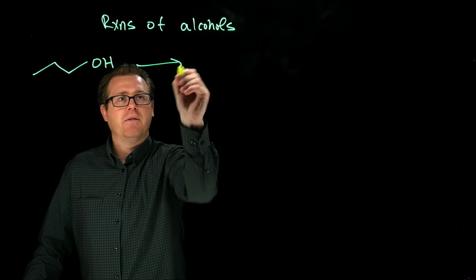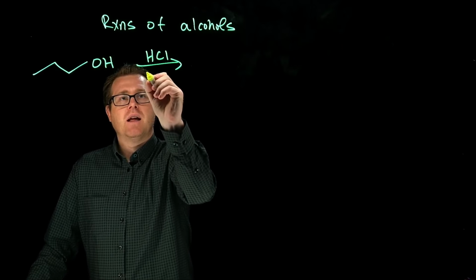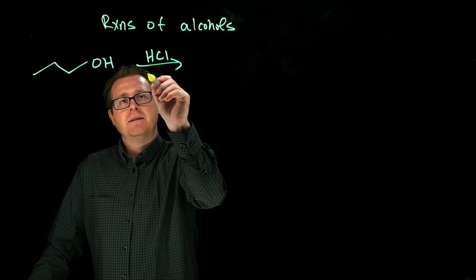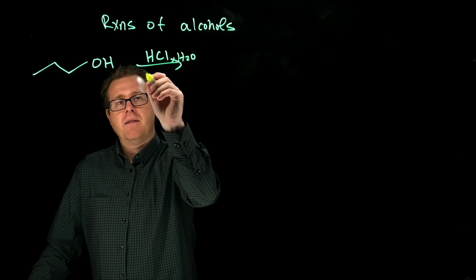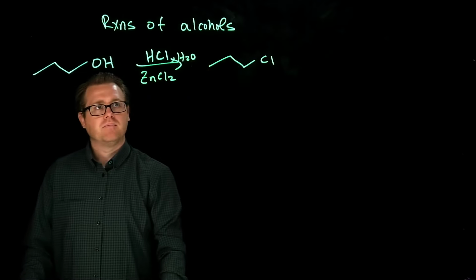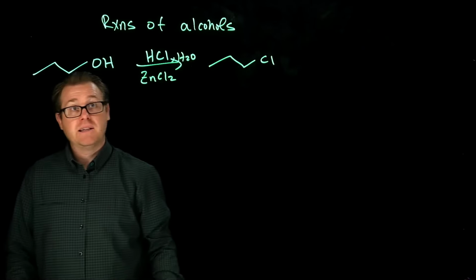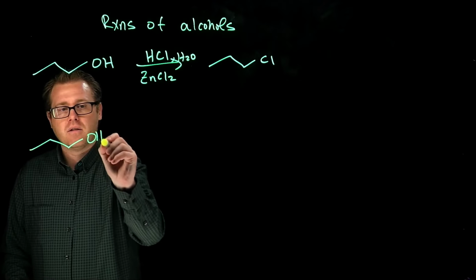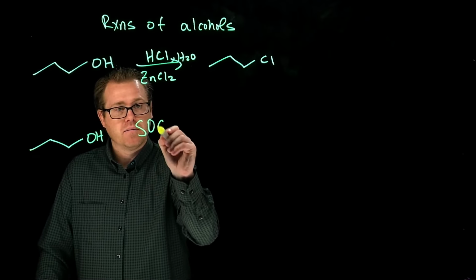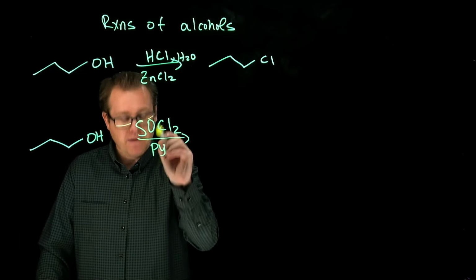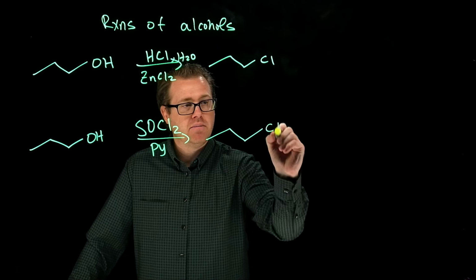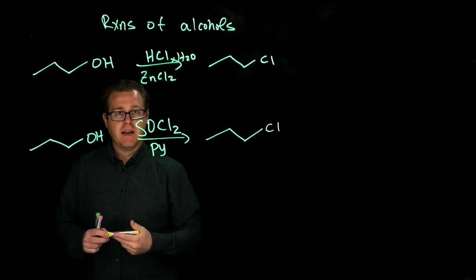So I just showed you that if you treated this with HCl, and HCl is going to have trace amounts of water in there anyway. But if you want, let's put our water there, and then our zinc chloride, right? That would give us that. But we could also do a different reaction right there, and we could treat that with thionyl chloride, like that, and add some pyridine. And when we add the pyridine, we are going to generate the same product as above. It's just now we're using a different reagent.